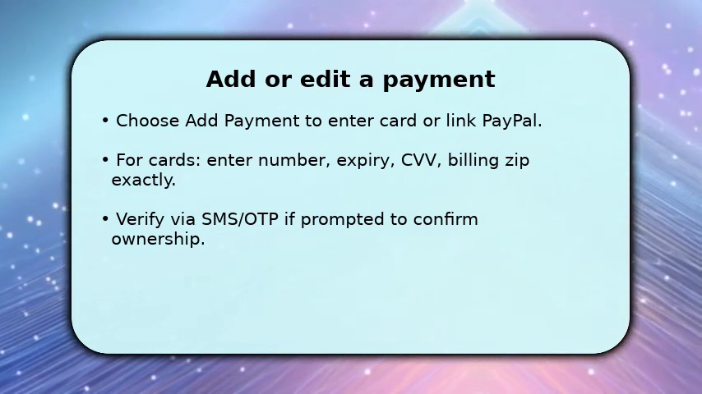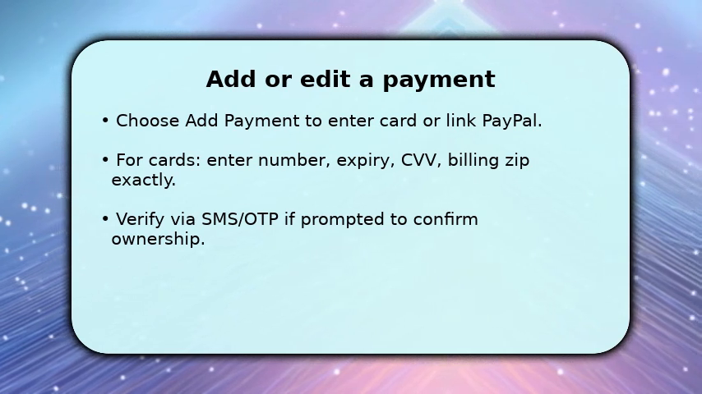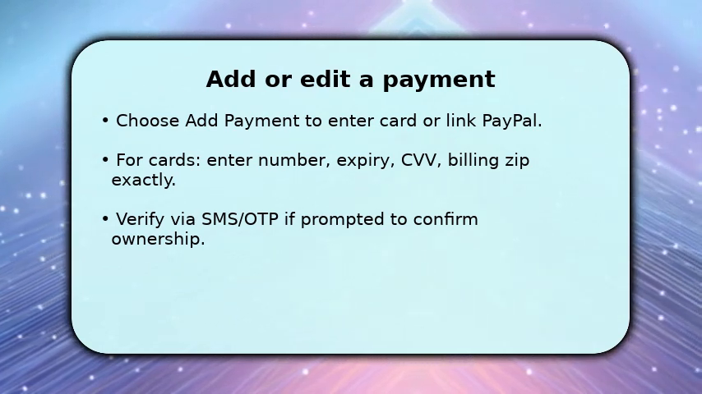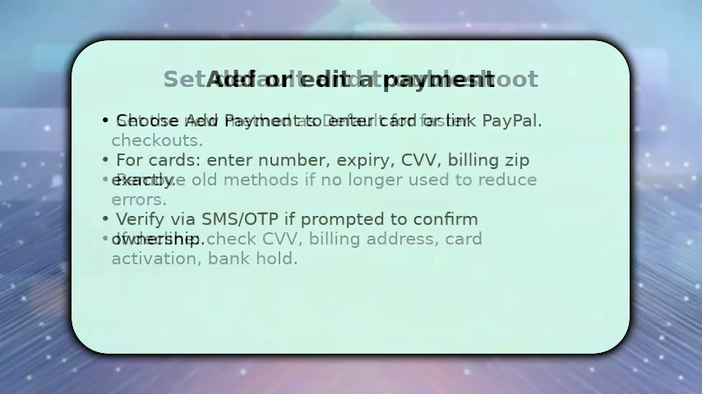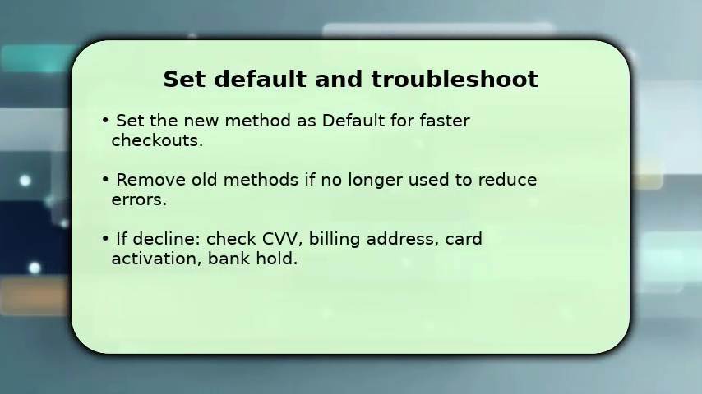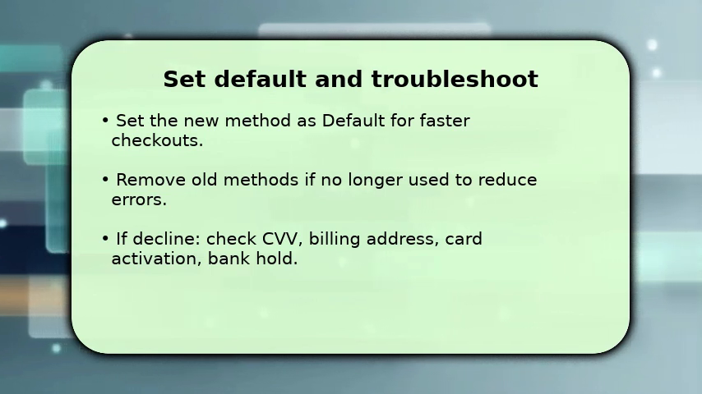Once submitted, expect an SMS or OTP verification step. Complete that verification to confirm the method and prevent declines on checkout. Finish by setting your new method as default so checkouts pick it automatically. Tap the three dots or Set as default option.